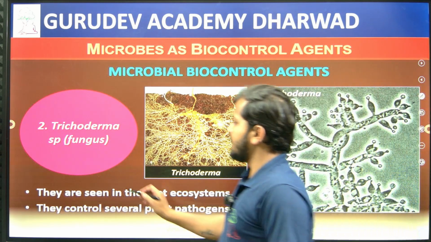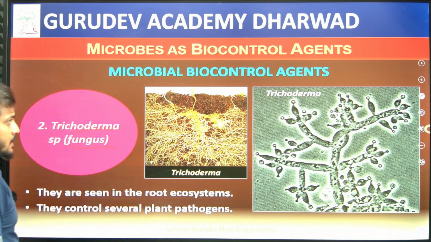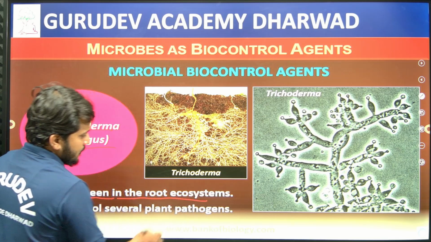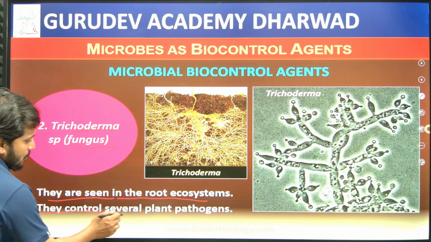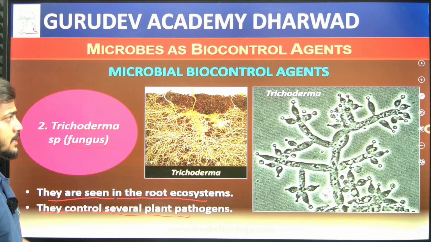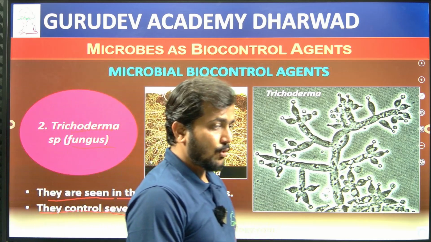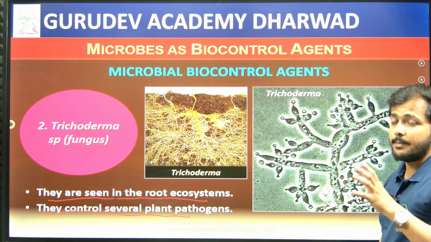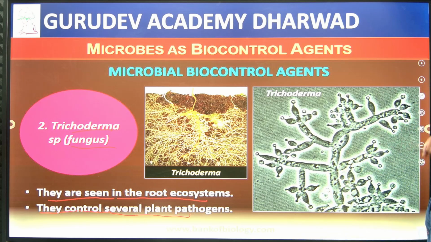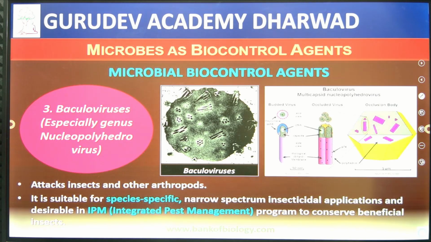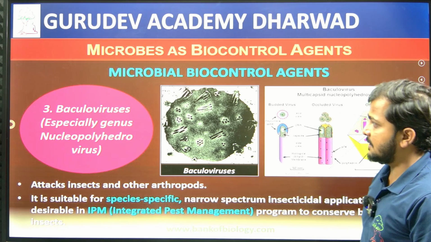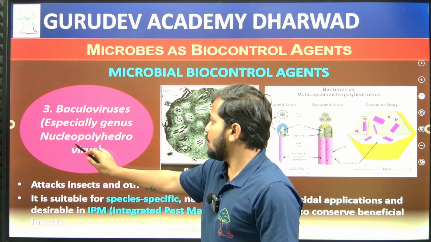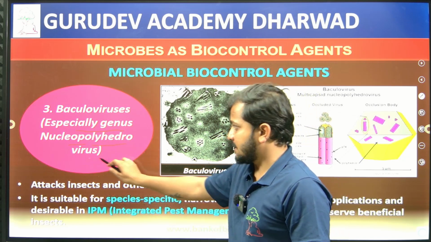Again, Trichoderma species, which are fungi, are seen in the root ecosystem. They control several plant pathogens. These Trichoderma fungi grow in the surroundings of the root and control plant pathogens, so the plant can even be disease free. Then the Baculovirus, especially the genus known as nucleopolyhedrovirus.